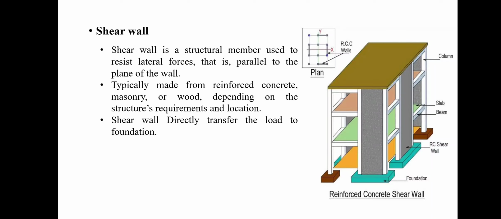Another method of seismic retrofitting is providing a shear wall. A shear wall is a structural member used to resist lateral forces parallel to the plane of the wall, which occur in seismic activities. The shear wall is typically made from reinforced concrete, masonry, or wood, depending on the structure's requirements and location. A shear wall directly transfers the load to the foundation.